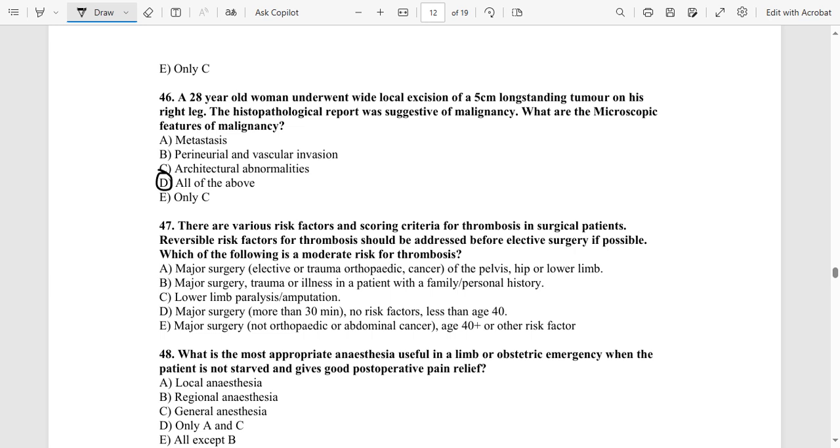You have got only a little percentage of developing thrombosis. Yeah. So you classify these risk factors for developing thrombosis into the high risk, the moderate, and then the low ones. For example, on the high risk, you have things like major surgery or trauma in a patient with a personal or family history of thrombosis. And then you also have major orthopedic or cancer surgeries, of the pelvis, the hip, or the lower limbs.